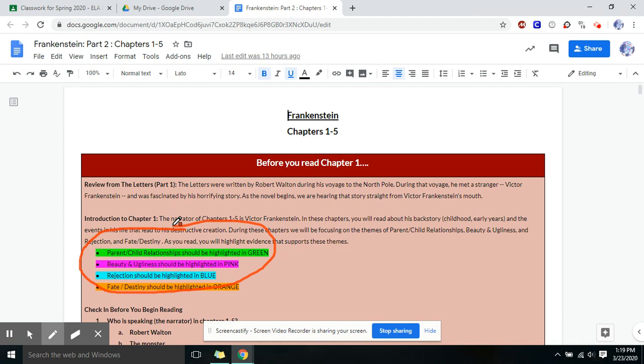So now we're going to do something a little bit different. We're going to stick with these themes, but we're going to add in an additional layer. As we look through chapter 4, we're going to be finding these same 4 themes, but instead of just highlighting, we're going to start to track how these themes are developing throughout the whole text.